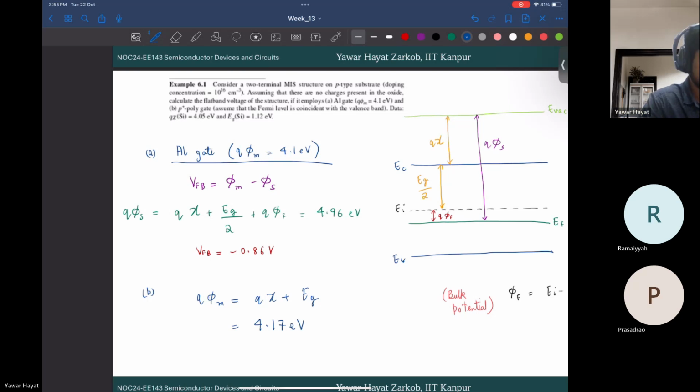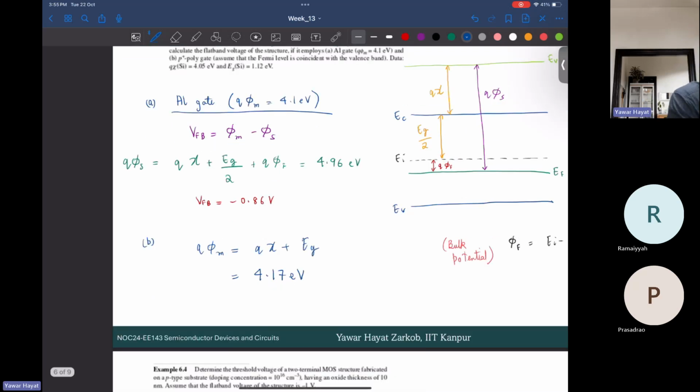Now, what is VFB then? It's phi m minus phi s. Your phi s was 4.96. Your phi m is 4.17. 4.17 minus 4.96. What is the value? Minus 0.79? Is it? Oh, I guess I made a mistake.